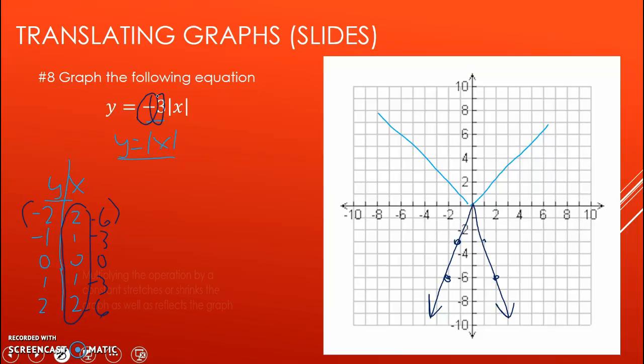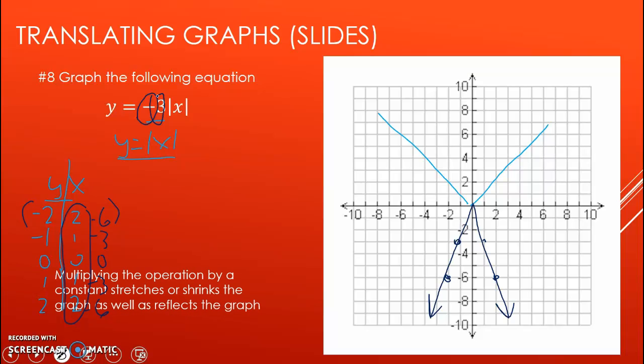So the 3 stretched the graph, the negative flipped it upside down. And so the big idea here is that when we multiply the operation that we're doing to x, either squaring or absolute value, it stretches the graph if it's bigger than 1. If it's a number smaller than 1, it actually squeezes or shrinks the graph, or it reflects it over the x-axis, so it flips it upside down.